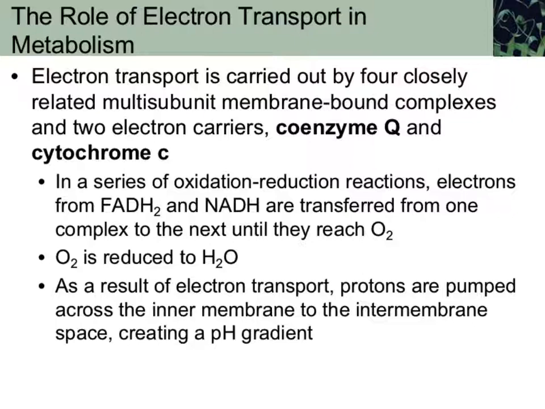The electron mediators end up getting converted across, or exchanged, to two new electron mediators, and that's coenzyme Q and cytochrome C. Okay? So our FADH2 and NADH transfer your electrons across to those new electron mediators and then shift things through the cycle.